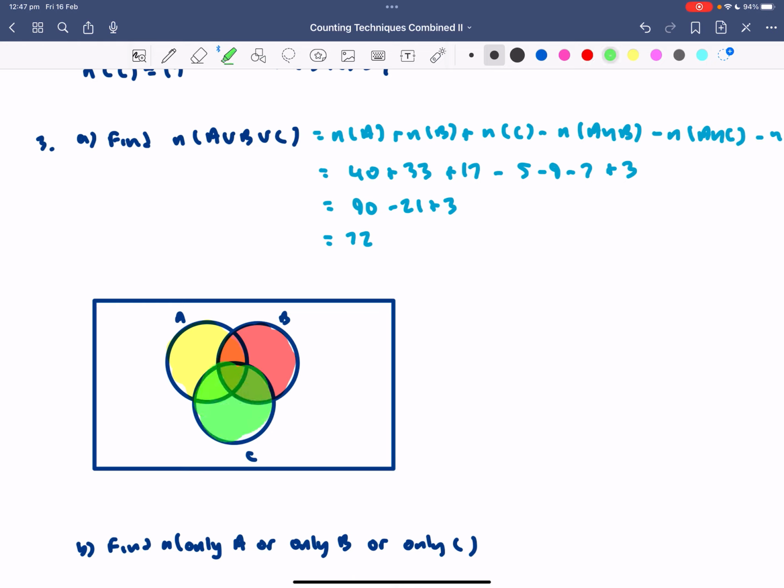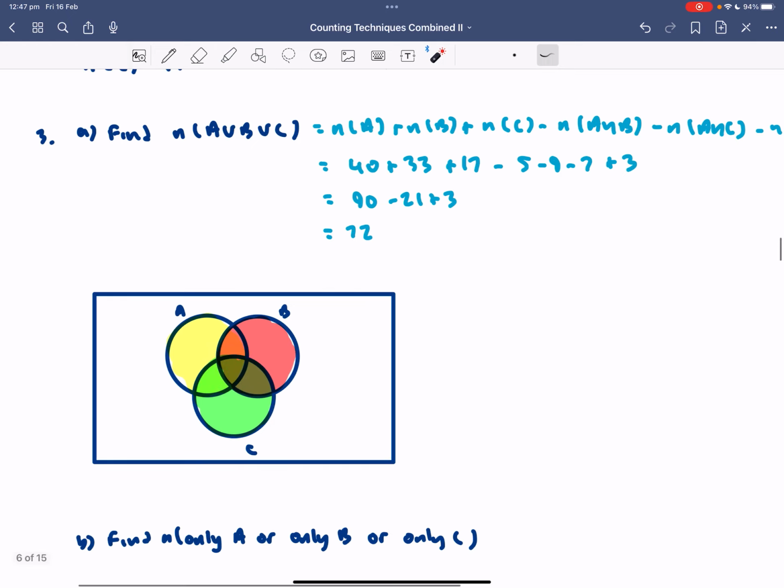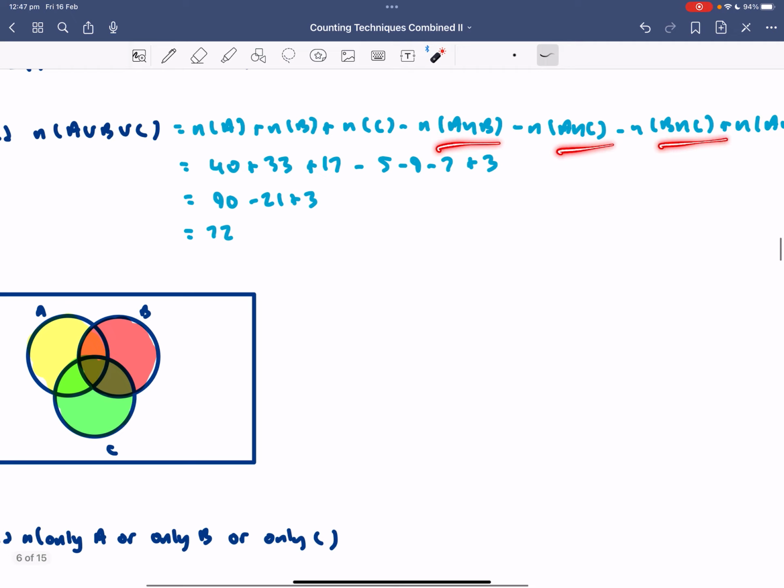And then you realize that the double intersects have all been counted twice. This got counted twice, this got counted twice, this got counted twice. And then not to mention the middle thing got counted 3 times. And we don't want to count it 3 times, we only count it once. And that's why we minused away one double intersect, and minused away another double intersect, and minused away another double intersect. So that's the reason for minusing away all 3 double intersects.